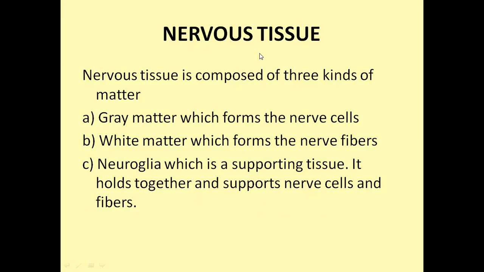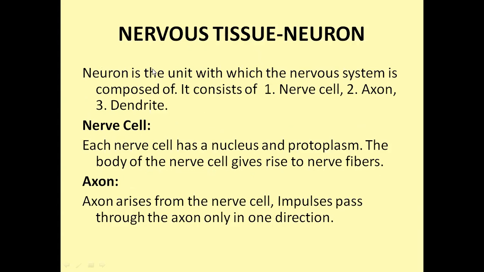Coming to the next tissue, nervous tissue. It is composed of three kinds of matter: gray matter, white matter, and neuroglia. Gray matter forms the nerve cells, white matter forms the nerve fibers, and neuroglia is the supporting tissue which supports the nerve cells and fibers. So, nervous tissue.